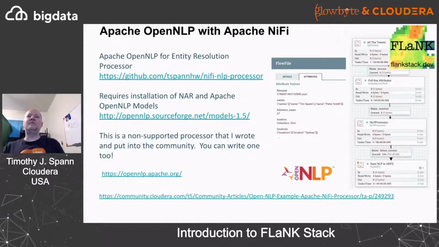OpenNLP is nice because I've added this processor, which you could download from my GitHub, and this lets you do some simple processing. It could come in really handy when you're analyzing text data. I want to be able to pull out all the names or locations, those sort of things that are normally identifiable. It's helpful.